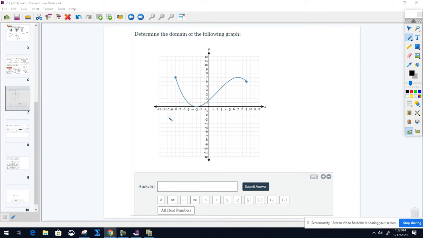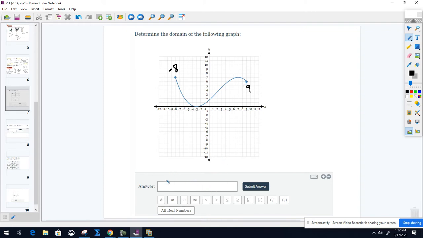So the domain is the x values. So where does this x value start on the graph? It would be -8. Okay. Where does it end on this graph? It would be 9. So the domain goes from -8 to 9, and it's everything in between those.